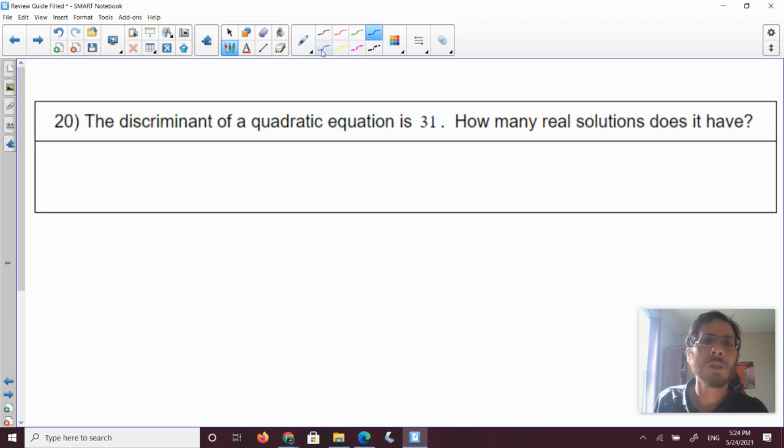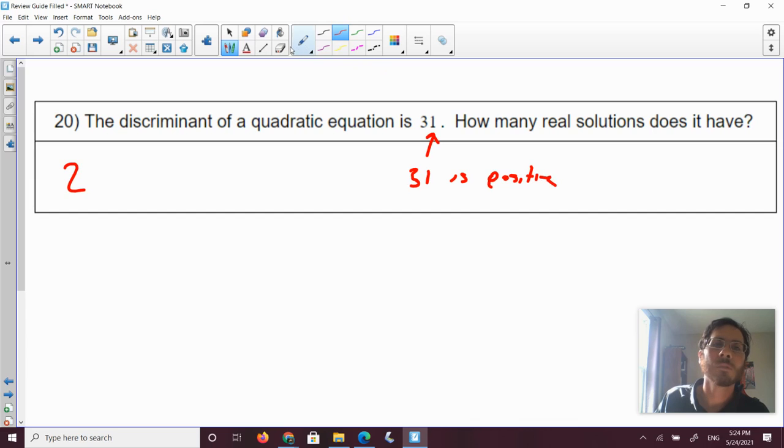For 20, the discriminant of the quadratic equation is 31. How many real solutions does it have? It has 2. The reason it has 2 is because this is a positive number. So since that's a positive number, we're going to get 2 solutions. If it's negative, negative is going to be 0 solutions. If it's 0, we're going to end up with 1 solution.